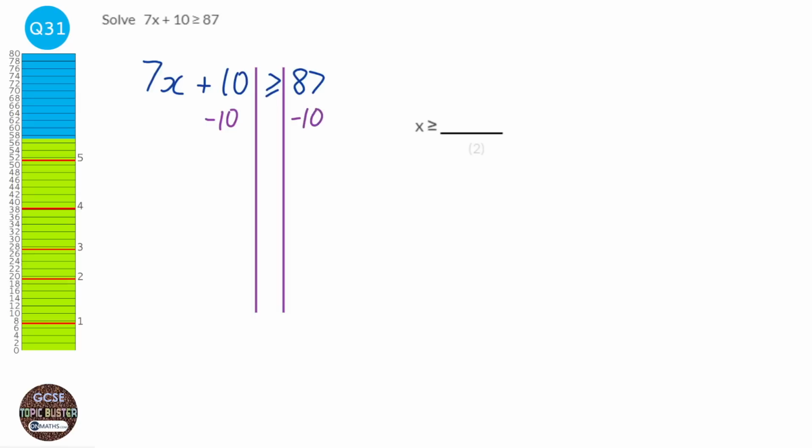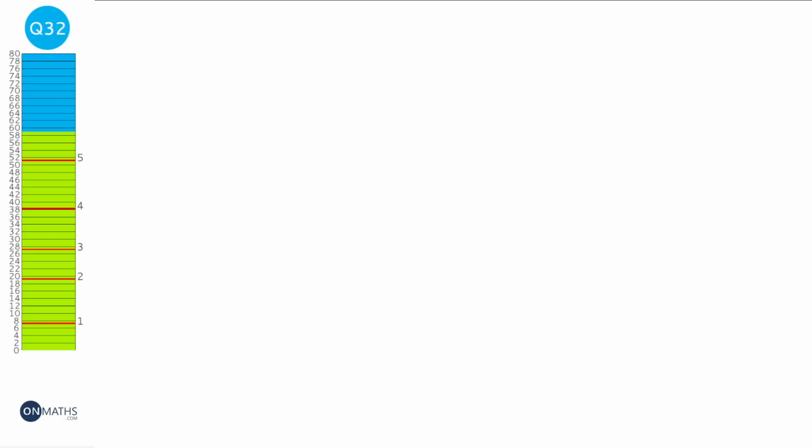So we're going to take away 10 both sides to get 7x on the left-hand side. Make sure you don't put an equal sign in there, otherwise that is instantly 0 marks. Then we're going to divide by 7 both sides to get x on its own. So x is greater than or equal to 11 would be the answer.